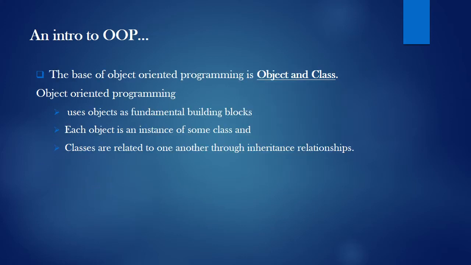The base of object-oriented programming is object and class. Object-oriented programming uses objects as fundamental building blocks. Each object is an instance of some class, and classes are related to one another through inheritance relationships.